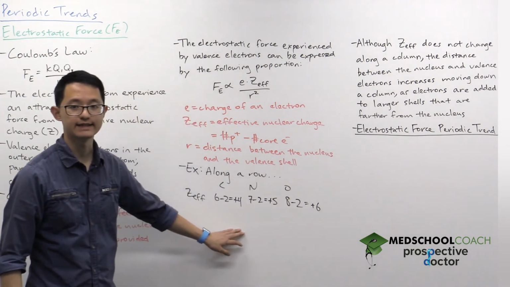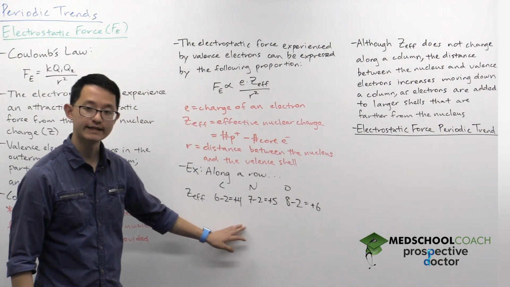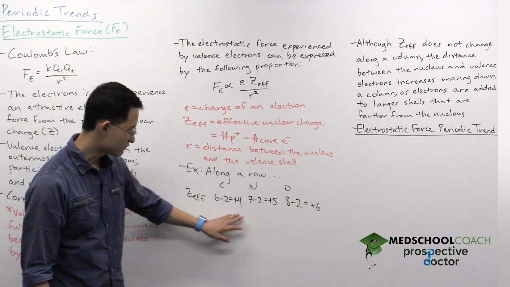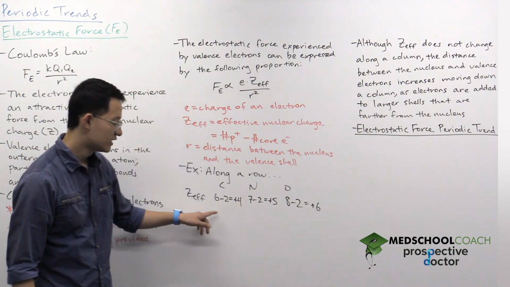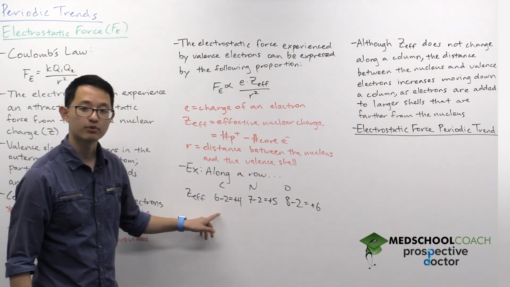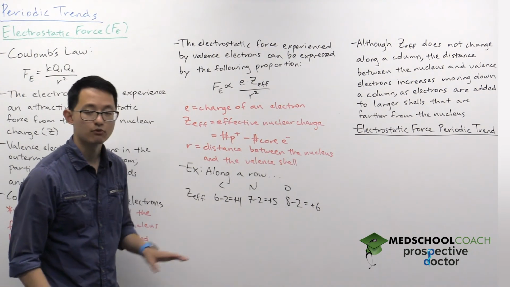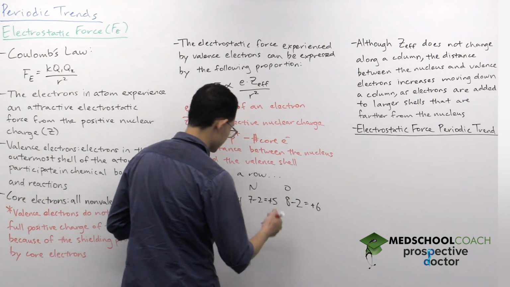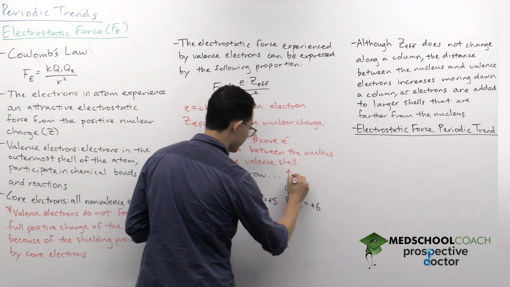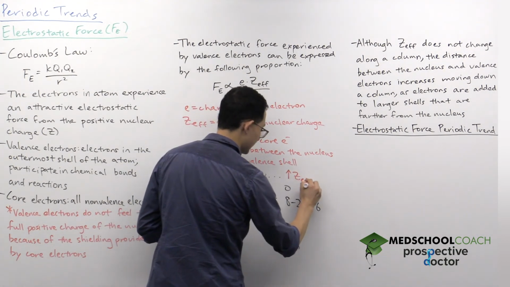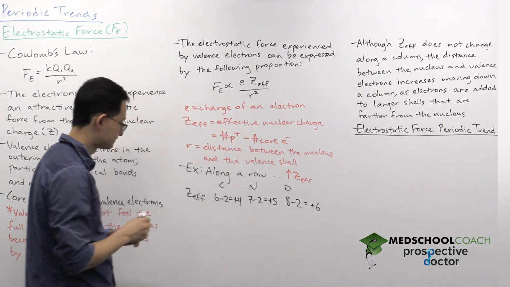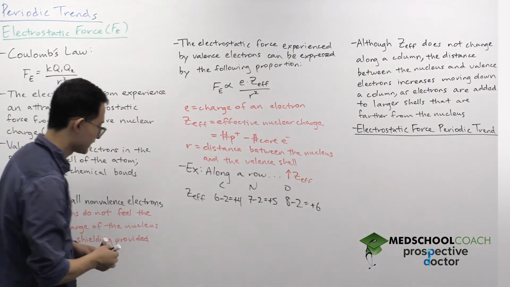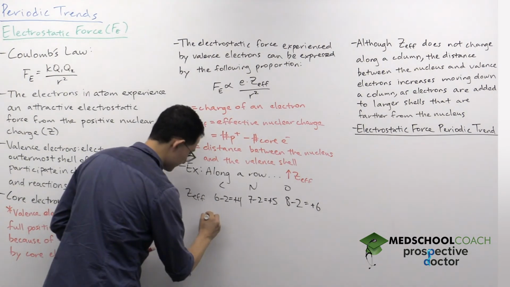So as we look at what happens as we go from left to right across the periodic table, we can actually see that our effective nuclear charge increases. And the reason why it's increasing is because we're adding more protons to our nucleus, but we're not changing the number of core electrons. So we can say along a row, we have an increase in the effective nuclear charge. So now let's look at a column.